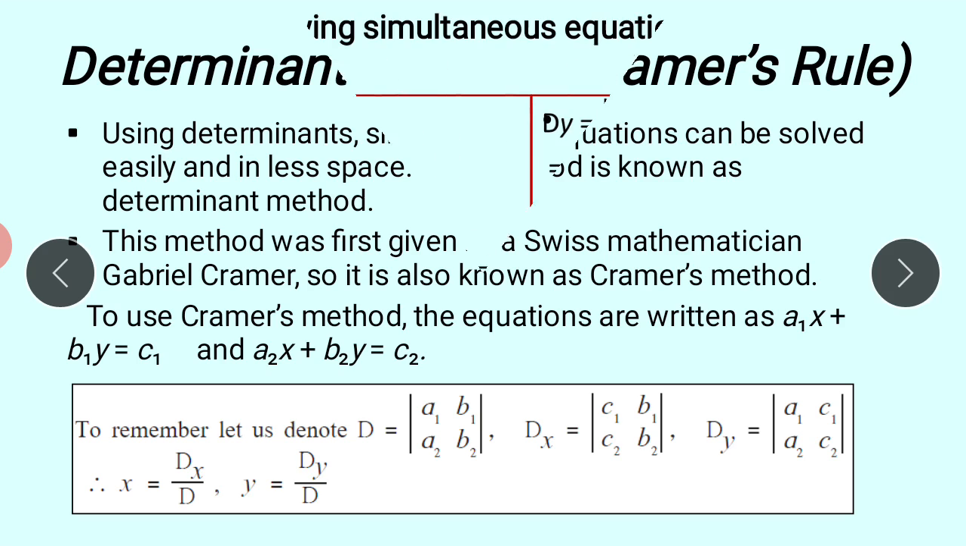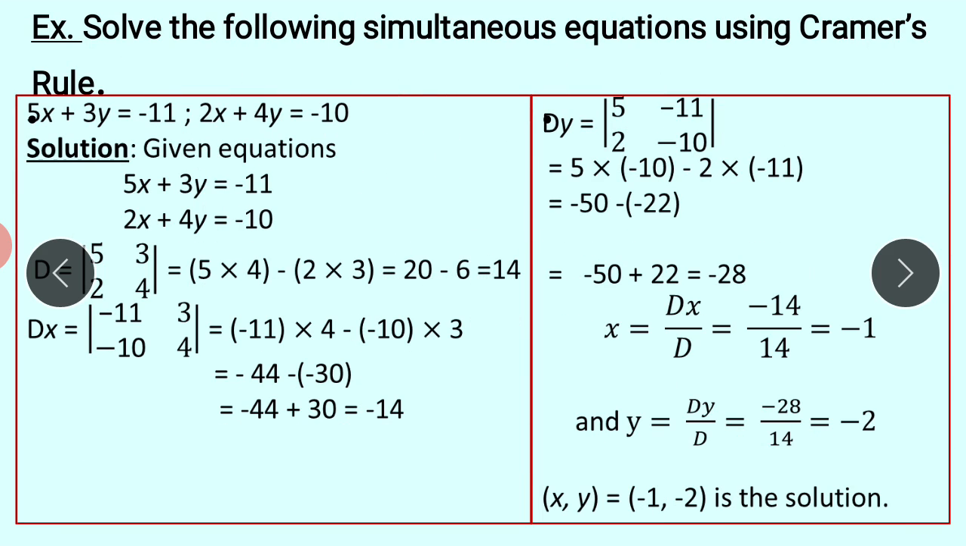See here one example. Solve the following simultaneous equations using Cramer's rule. 5x plus 3y equal to minus 11. This is the first equation. And 2x plus 4y equal to minus 10. This is the second equation. Arrange this in the determinant D as 5, 2 this way, 3, 4. Then take the cross multiplication, which means 5 into 4, 5 into 4 is 20. Minus sign between this. Then 3 twos are 6. 20 minus 6, you get 14.